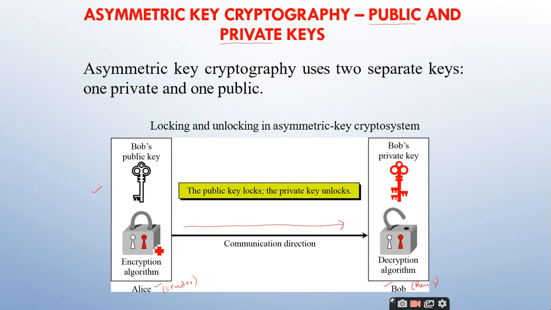How many keys does Alice have to generate? 2 keys, sir. How many keys does Bob have to generate? 2 keys, sir. Listen carefully. In a communication between the two parties, Alice and Bob, when they have decided to go with asymmetric key cryptography, every party has to generate 2 keys. One is the public key and another one is the private key.